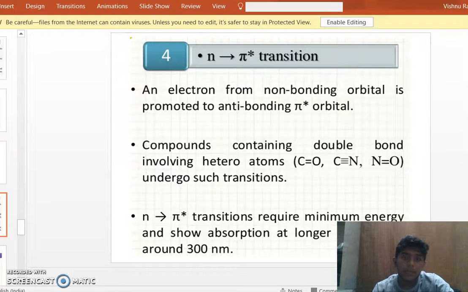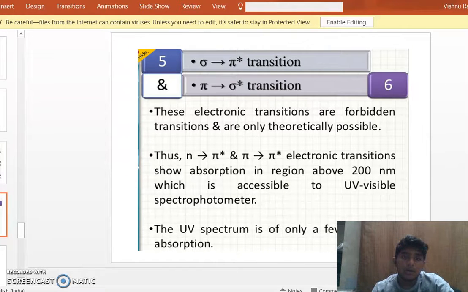And n to pi star transition: an electron from a non-bonding orbital is promoted to an anti-bonding pi star orbital. Compounds with double bonds and heteroatoms undergo such transitions. Now the 5th and 6th are actually theoretical transitions, rarely observed in the UV spectrum.